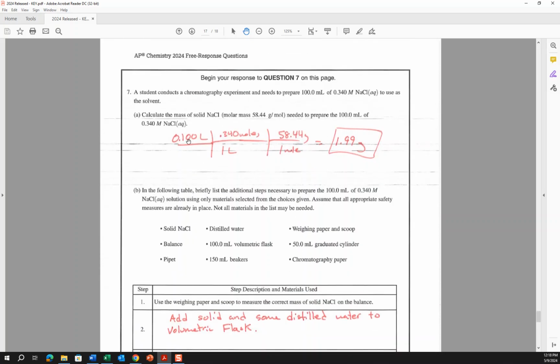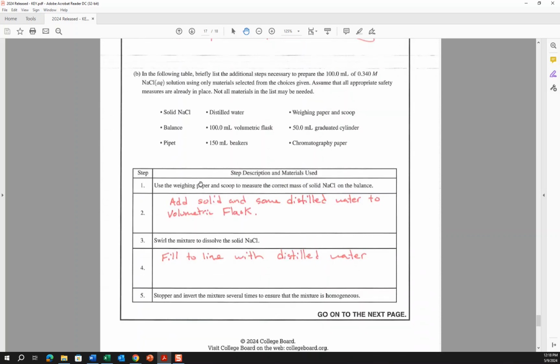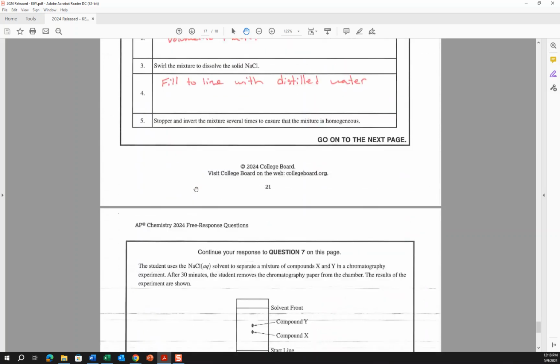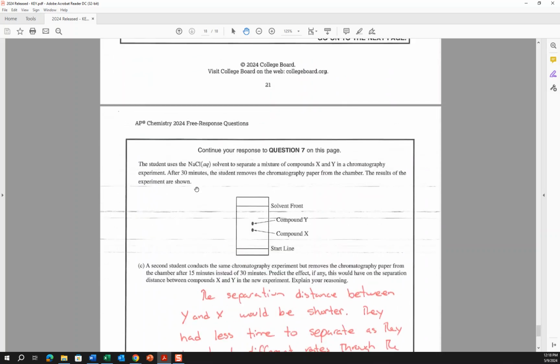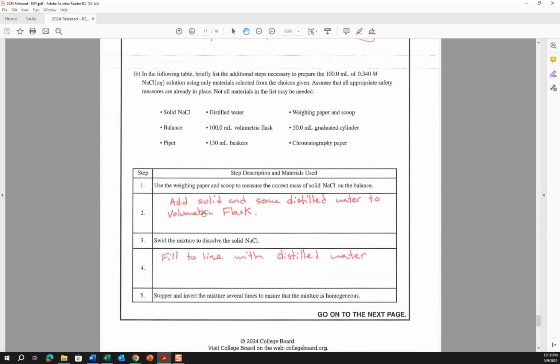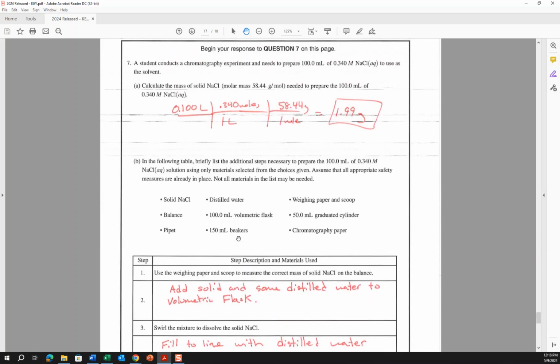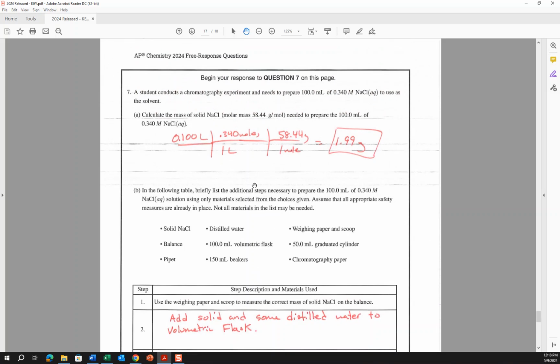Let's see, question 7 had 1, 2, 3 prompts. I'm guessing this is going to be the 2.1 because you had 2 steps to fill in. Okay, so here would just be liters times molarity times molar mass gives us how many grams of the solid we're going to have to measure out. And so that would just be our calculation there.